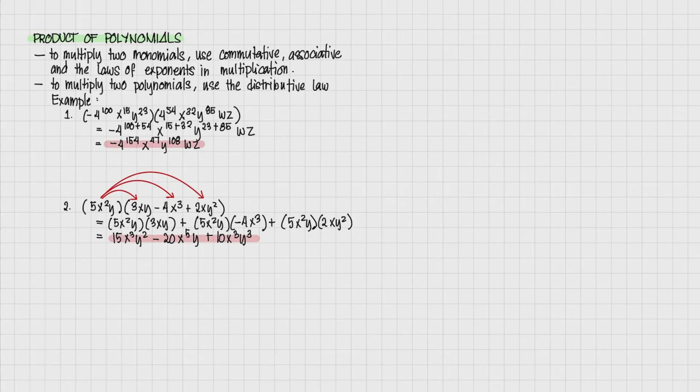Just like your elementary multiplication, or your very basic multiplication. So you have your one expression here. Let me just write it down. So you have 3xy minus 4x cubed plus 2xy squared, and then you're going to multiply that to 5x squared times y. Just like the way you did multiplication when you were in grade school.